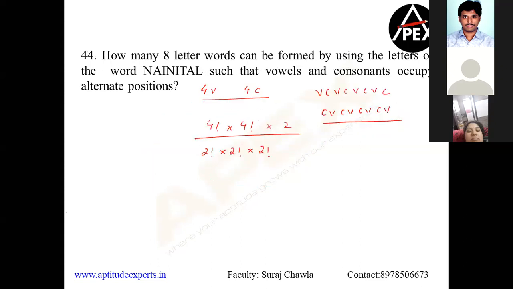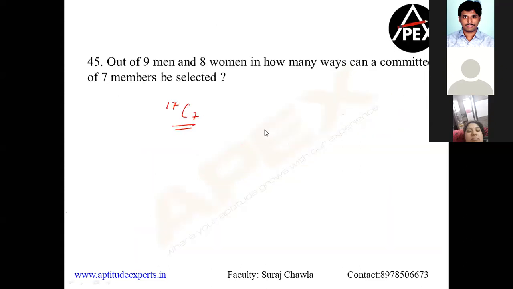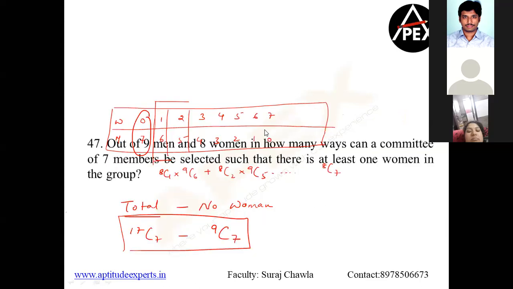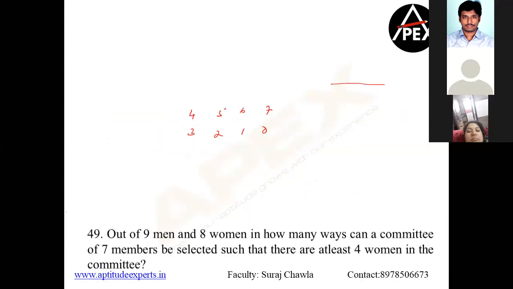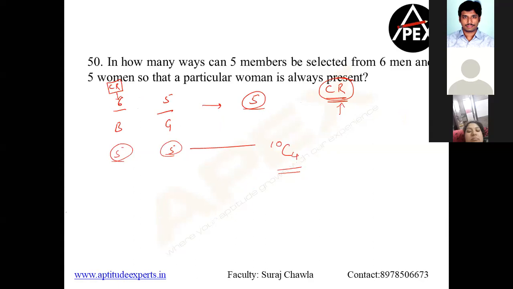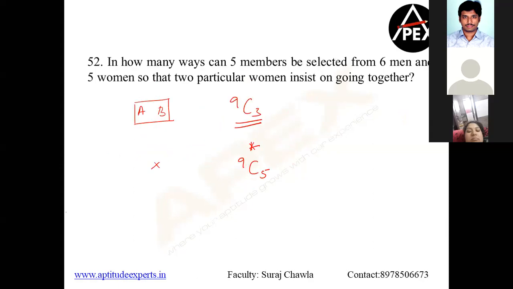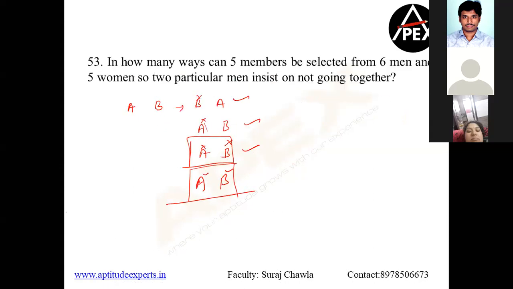Perfect. 53rd answer. Same here, guys. 53rd answer is this, no, yeah. So I'm selecting A. That means out of 9, I have to select 4. I'm selecting B. Again, out of 9, I have to select 4. Clear? I'm selecting none of them. Out of 9, I'm selecting 5. This is going to be your answer.